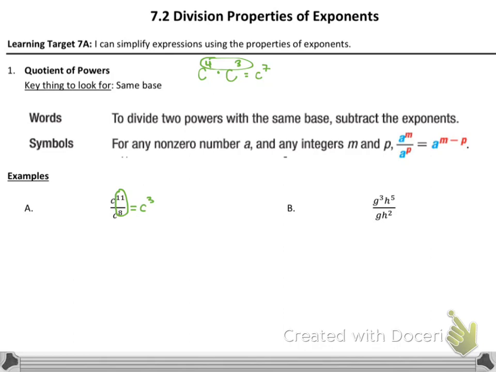So try example B on your own. I know there are 2 variables, but you have to treat those separately with its respective exponents. Pause the video and then try it, and I'll go through it together.